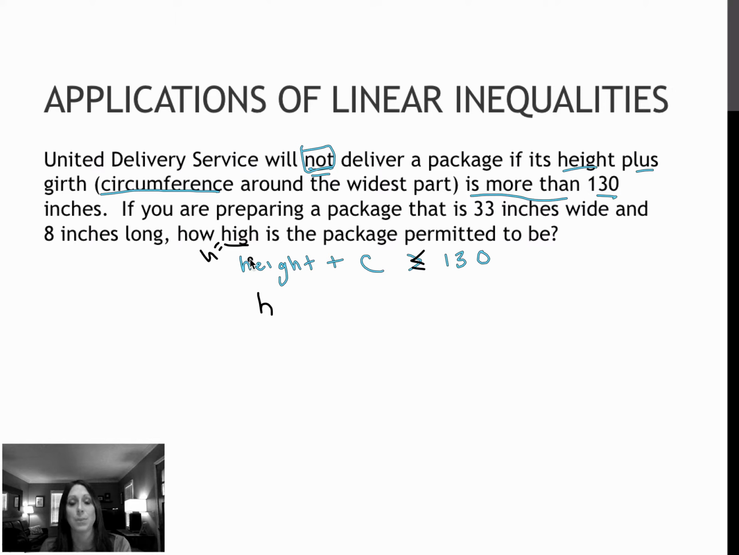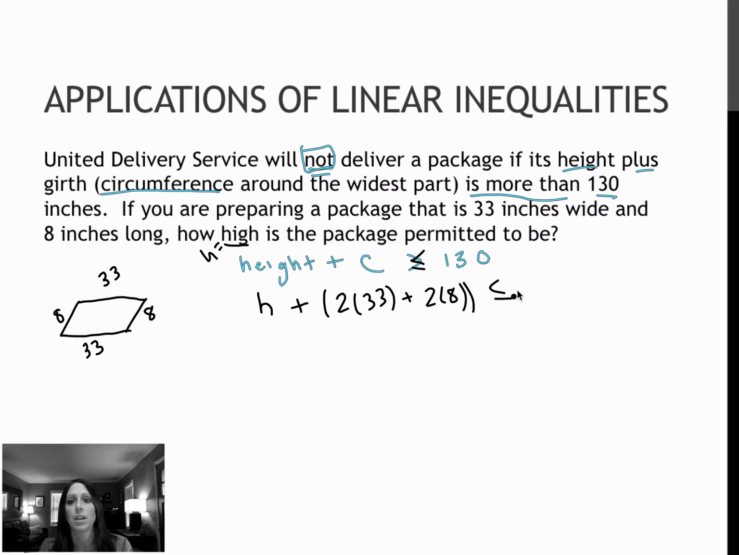8 is going to be the height of the package. The circumference, or the girth, is the circumference around the widest part. We know that the package seems to be rectangular, so if we look at a cross section, we know that it's 33 inches wide and 8 inches long. So it would kind of look like this. So basically I want to find the perimeter of that. So the perimeter is 2 times the length plus 2 times the width, or vice versa. I guess I said it in the wrong order.